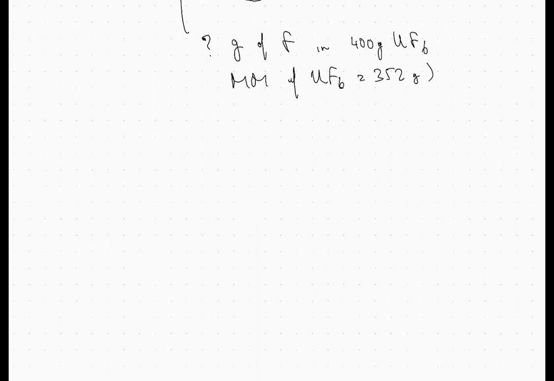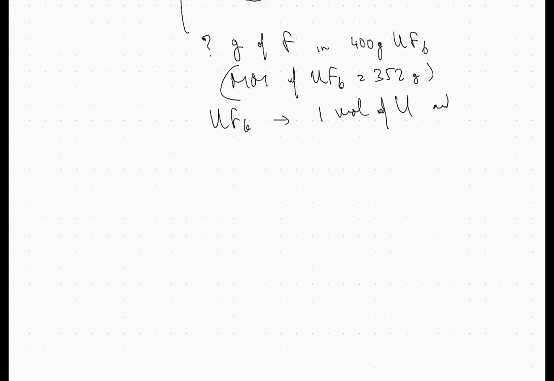How many grams of fluorine in 400 grams of UF6? So they have given the molar mass of UF6 as 352. So how many grams of fluorine? So we'll go by the easy method. So UF6 has 1 mole of U and 6 moles of F.